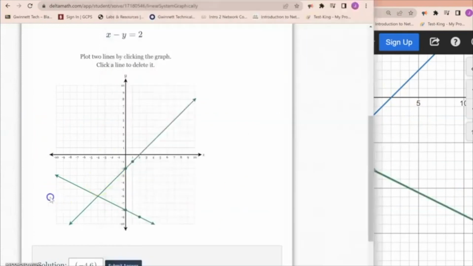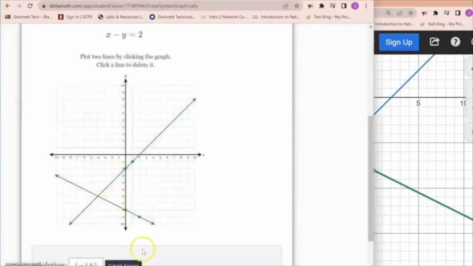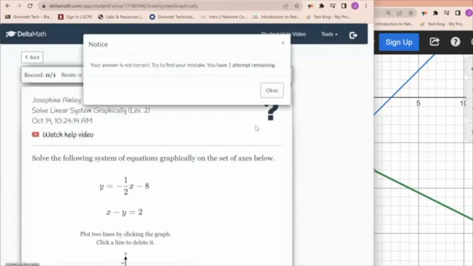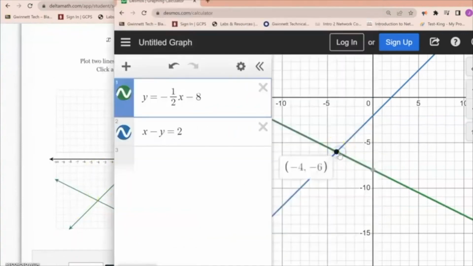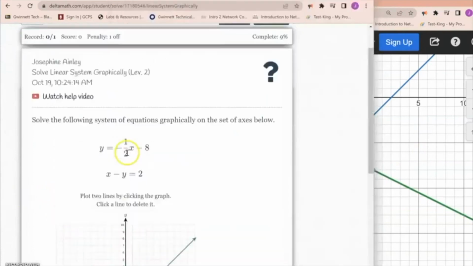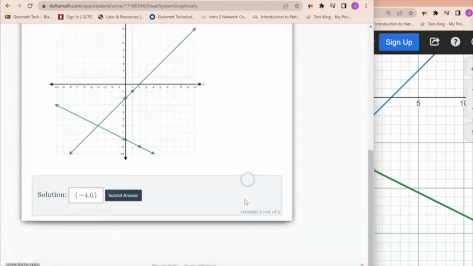So -4, -6 is the intersection. -4, -6, and that's right, so I'm good. So double check your intersection to make sure you copied your graphs correctly, which for some reason I didn't. -4, -6, that's fine. What did it say I did wrong? All right, I'm going to do the long way. So -8, 1 down, 2 right, that's fine. This is going to be -x minus 2, so -2, and it's going to be 1, up 1, right 1. That's fine. So what's wrong?